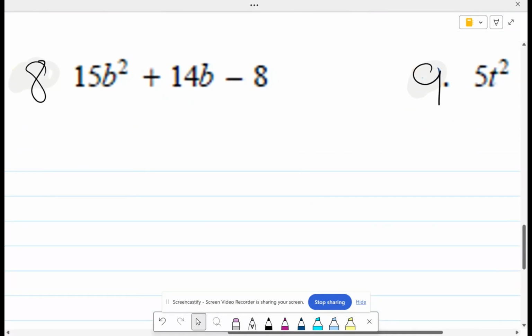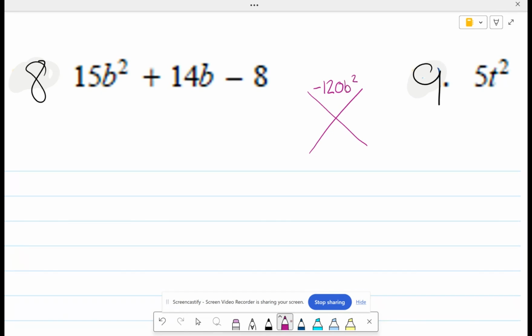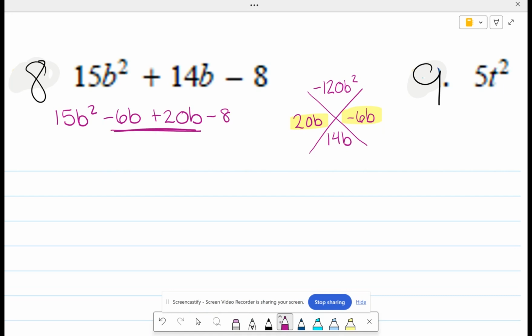So 8 is 15b squared plus 14b minus 8. I'm just going to do my diamond problem again on the side like we've talked about. My product of my first and last terms is going to be negative 120b squared, and my diamond problem bottom is going to be 14b, that middle term. The numbers that are going to give me those values are 20b and negative 6b. So I'm going to bring down my first term. I'm going to break my middle term into the 20b and the negative 6b. I usually like to put my negative term, if I have one, first, and then my positive, so that when I'm factoring out a GCF, it's positive. It does not matter the order that you put these 2 values in. It is totally up to you.